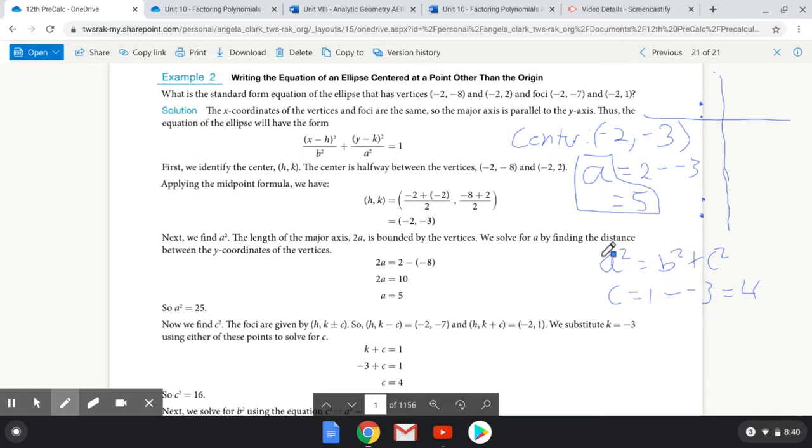All right, and I'm just going to rearrange this to solve for B. So I'm going to subtract C squared from both sides. So I have B squared equals A squared minus C squared. Okay, so I have B squared equals 25 minus 16. 25 minus 16 is 9. So B squared equals 9. So B equals 3. We're talking distances here, so positive, negative doesn't matter. A, B, and C always going to be positive.